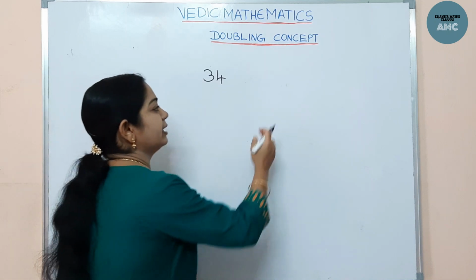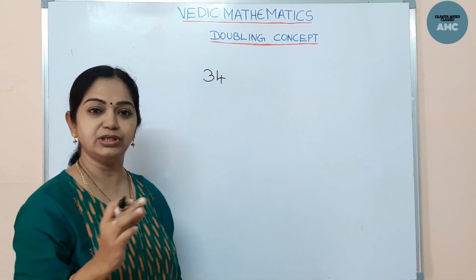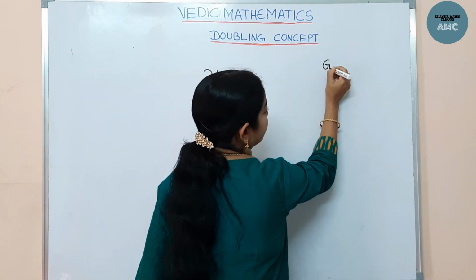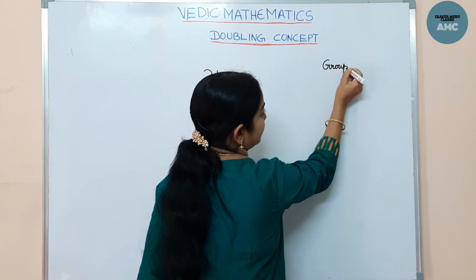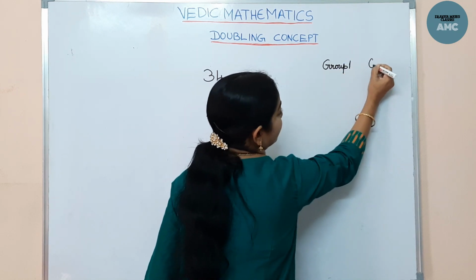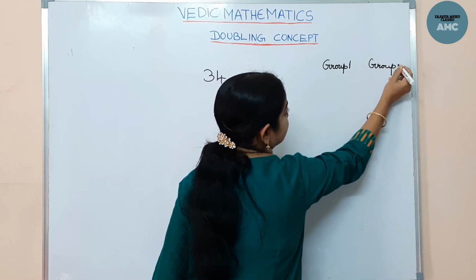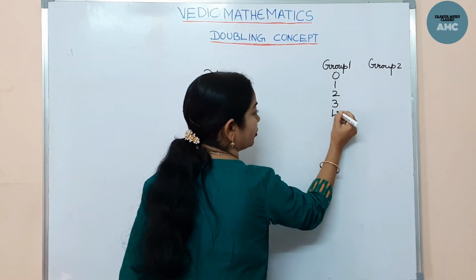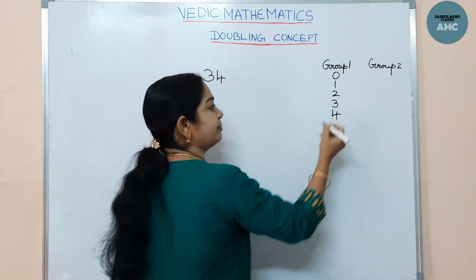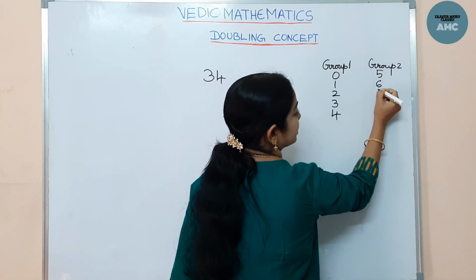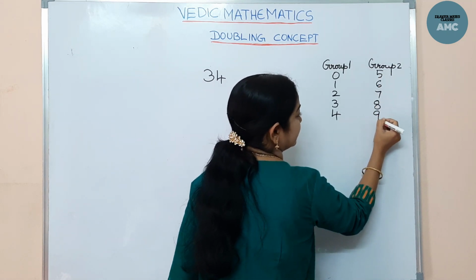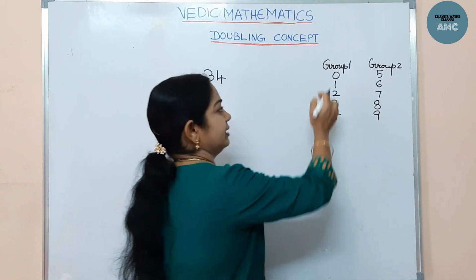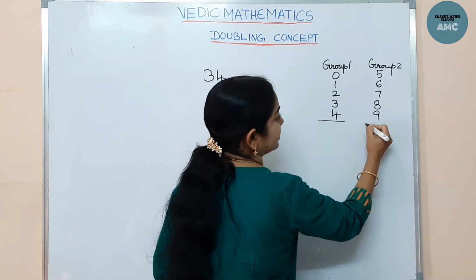Before that, we know that we have the numbers 0 to 9, isn't it? Let us group them into two. I'll suppose the numbers 0, 1, 2, 3 and 4 as group 1 and the numbers 5, 6, 7, 8 and 9 as group 2. So all these numbers from 0 to 9 I've parted into two parts, group 1 and group 2.